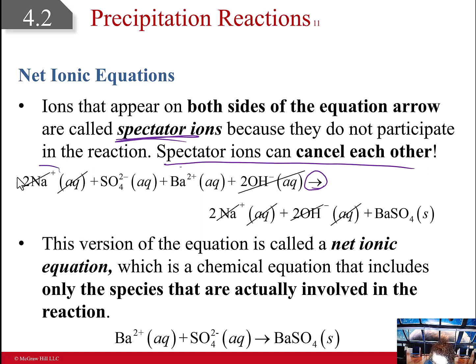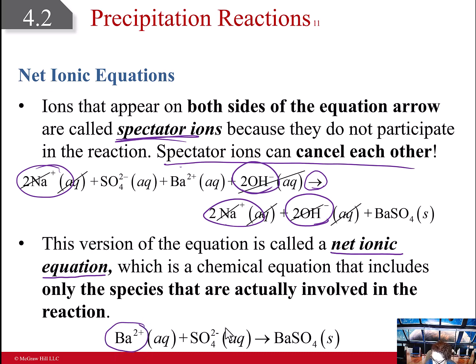Okay, so I've got sodium and sodium aqueous on both sides, so they cancel. I have hydroxide and hydroxide on both sides, so they cancel. What that allows me to do then is write what we call the net ionic equation, which are the ions that react to form the solid in a precipitation reaction. So what I had left was the barium 2+, the sulfate 2-, forming barium sulfate, which is a solid.